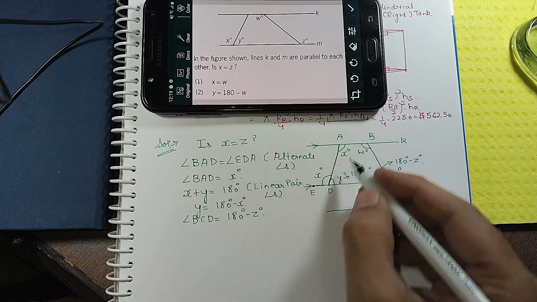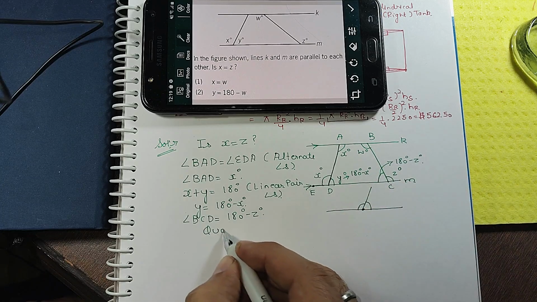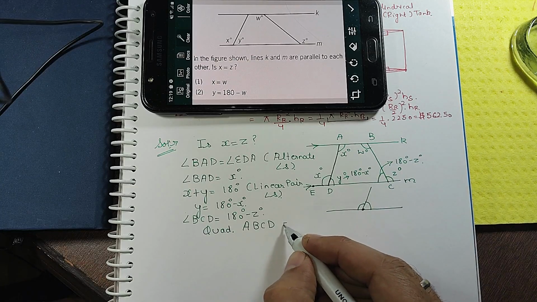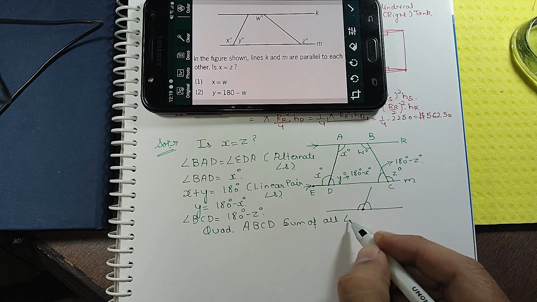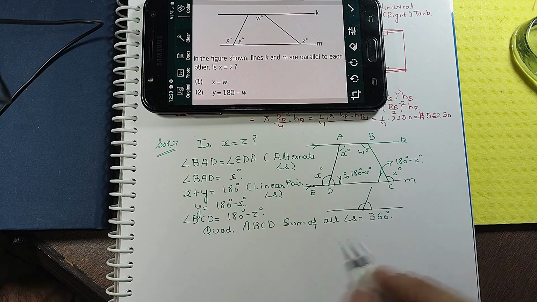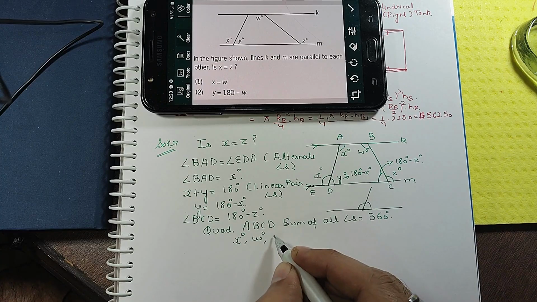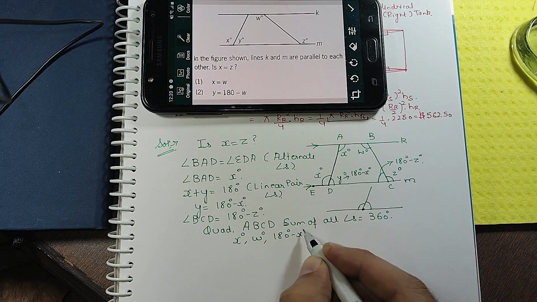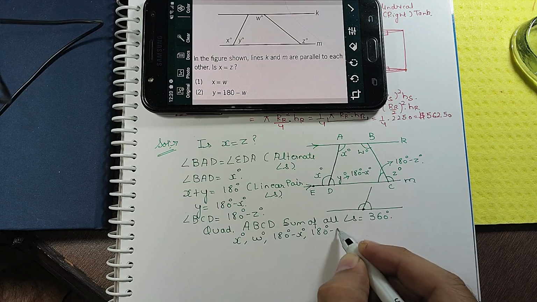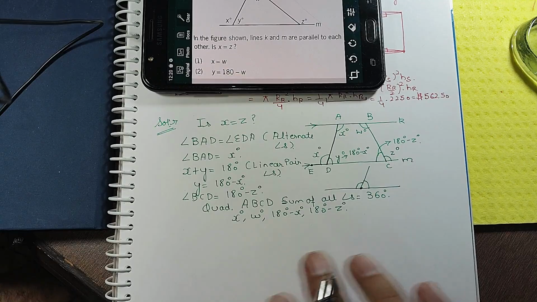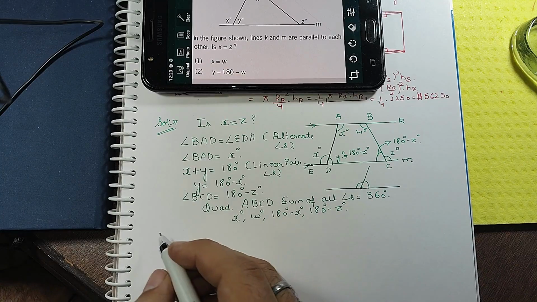Now you see that ABCD is a quadrilateral. So the sum of all angles of quadrilateral ABCD must be equal to 360 degree. The angles of the quadrilateral are x degree, w degree, 180 degree minus x degree, and 180 degree minus z degree. Now with this we will move to statement 1. I think we have calculated and written all the information.